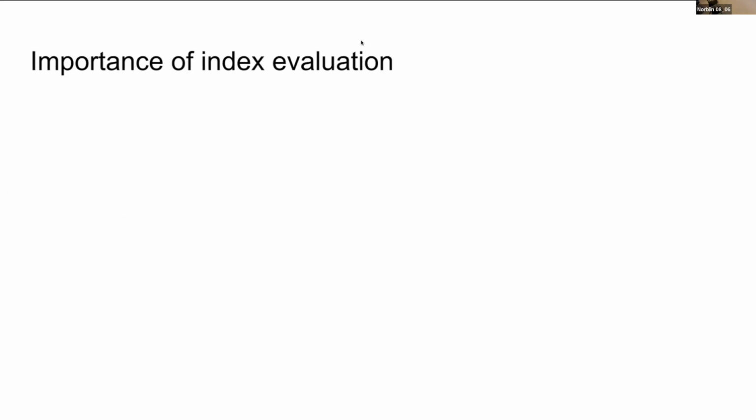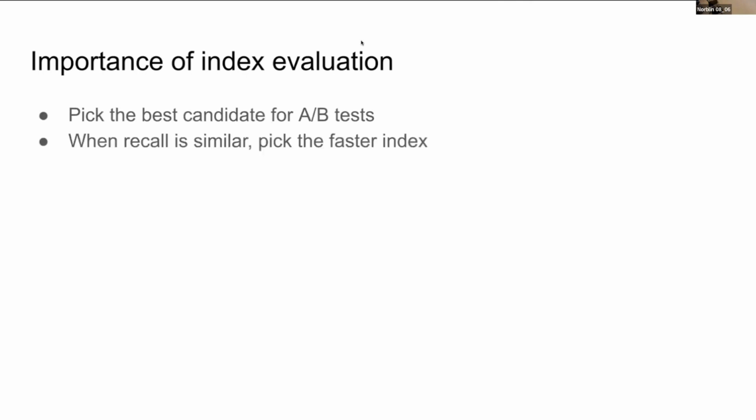So as you can see, the evaluation is pretty important because at the end, you will use, for example, A/B tests to assess the quality of your search engine, but you can use evaluation to pick the best candidates for A/B tests. For example, if you have 2 indices where the recall is similar, then you would pick the faster index because the quality would be the same.